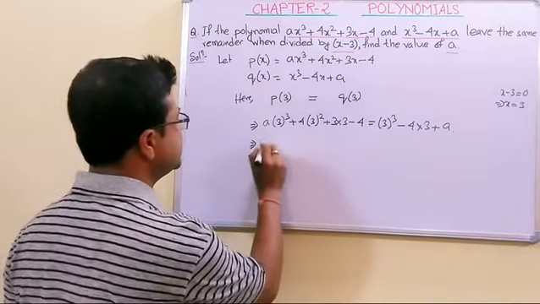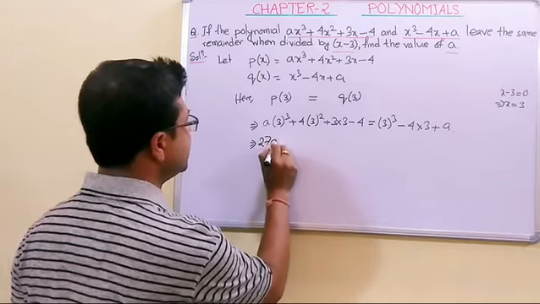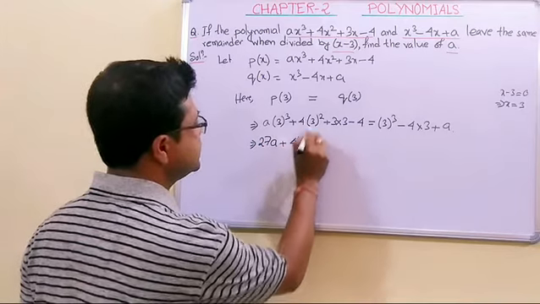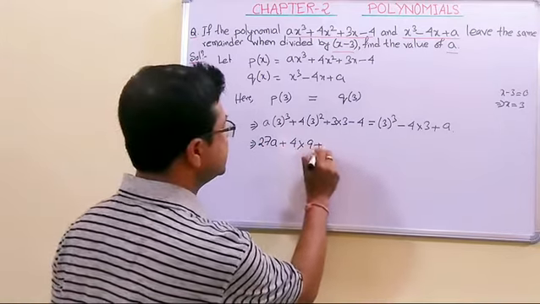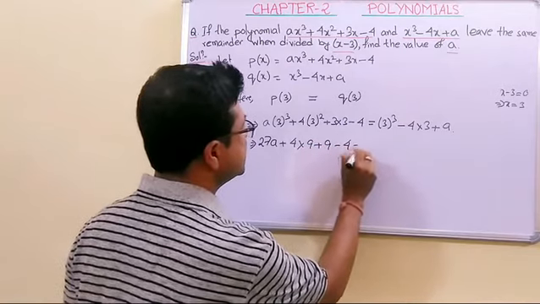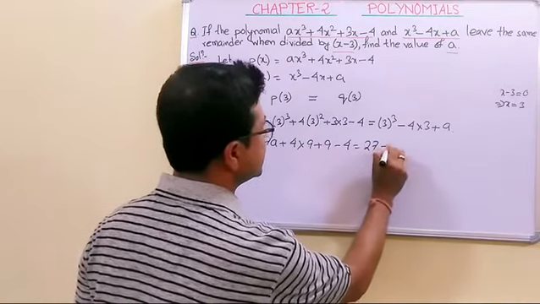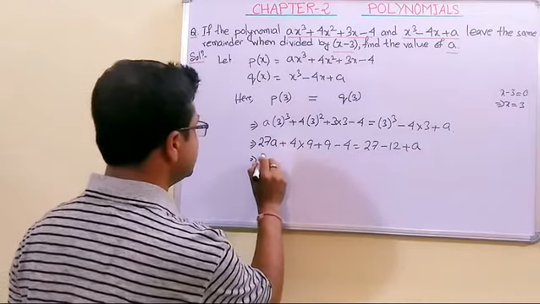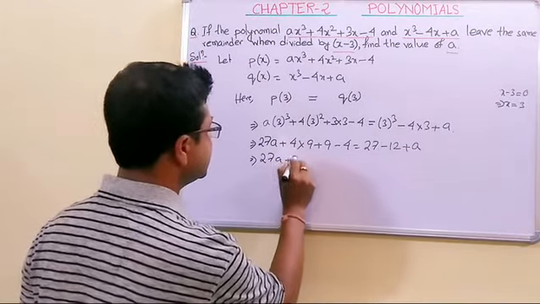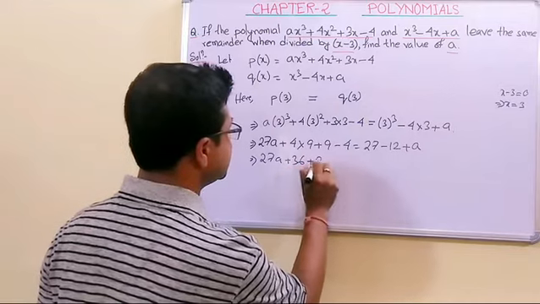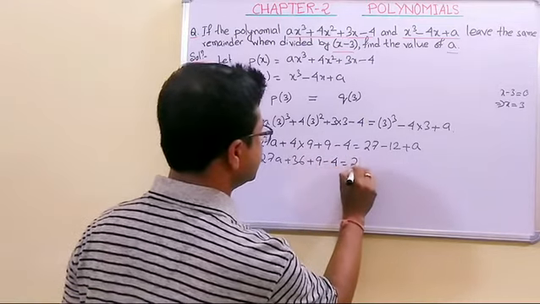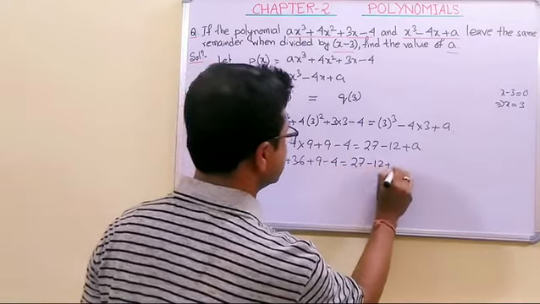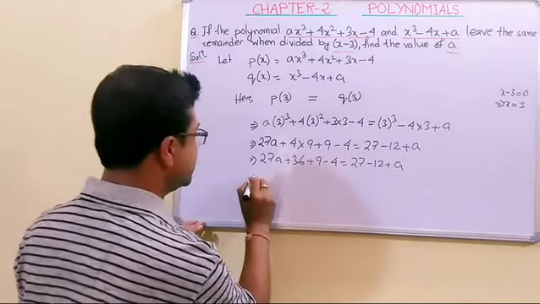This is 3 cube is 27, 27a. This is 4 into 3 square is 9. This is 9 minus 4. 3 cube is 27 minus 12 plus a. Alright? 27a, 36 plus 9 minus 4. This is 27 minus 12 plus a. Alright? We shall simplify now.